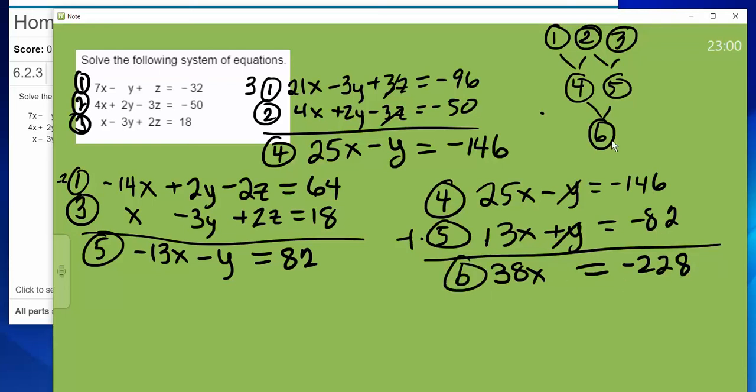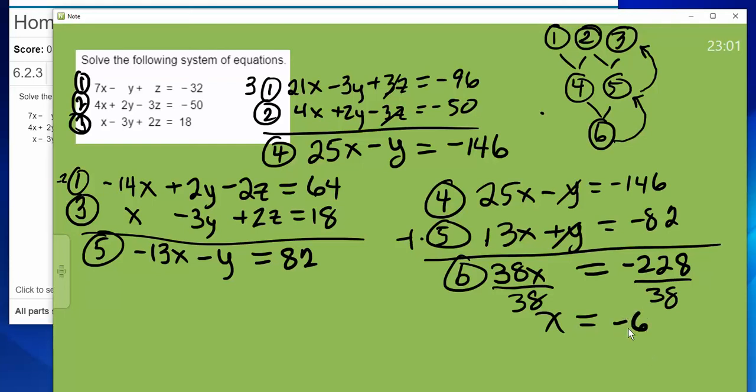So once you get down to here, you're going to solve 6 and then plug it into 4 and 5 to get a second variable, and then plug the two answers into 1, 2, or 3 to get the third variable. So we're going to solve this, so divide both sides by 38. So x equals 228 divided by 38. Don't forget the negative, so that was negative 6.